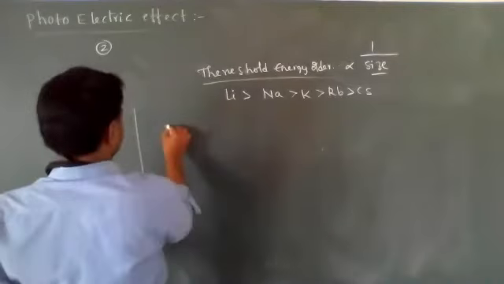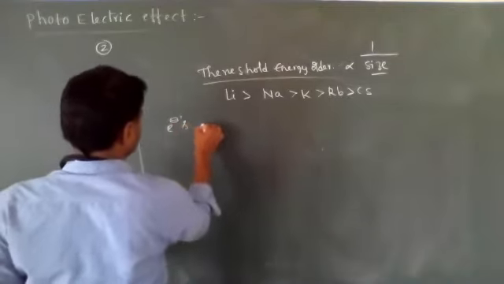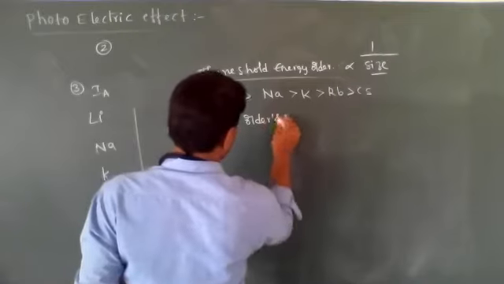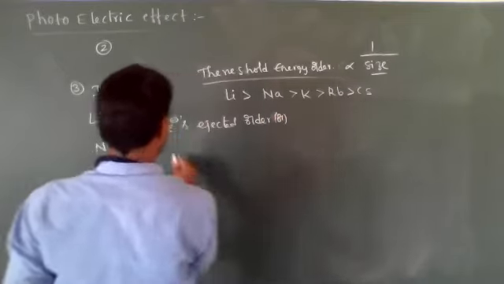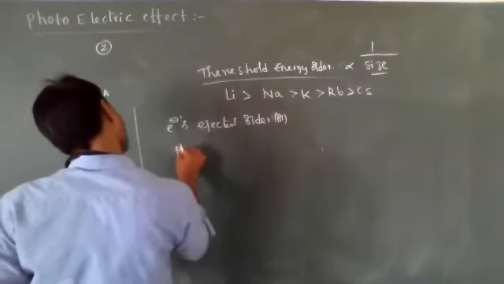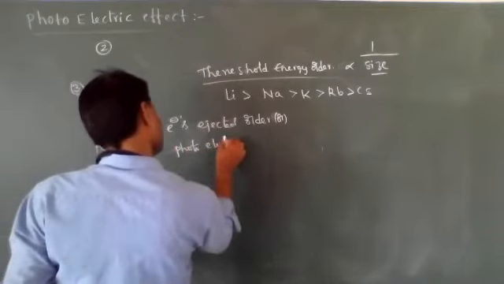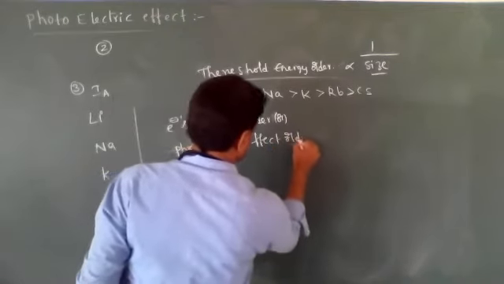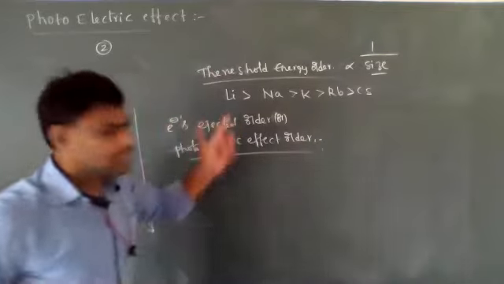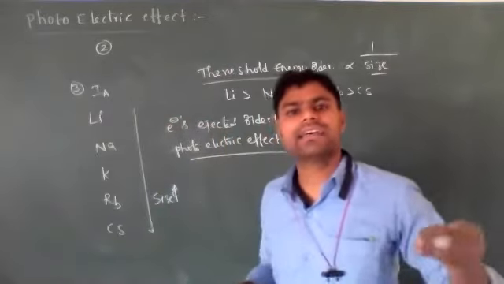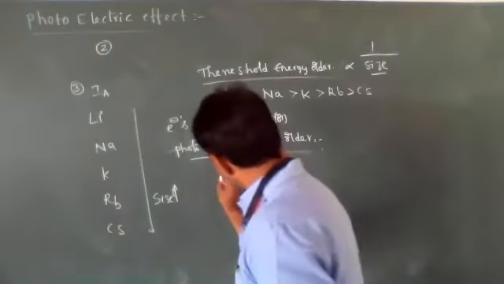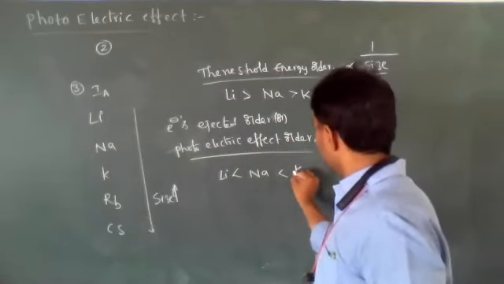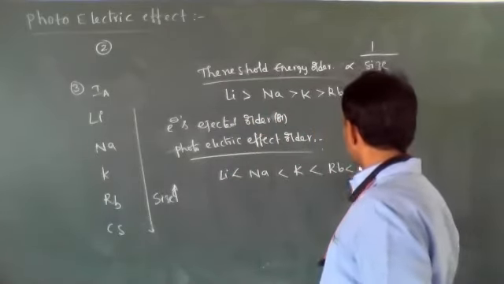Then the order of electrons ejected, which shows the photoelectric effect order. Among lithium, sodium, and potassium, which can easily be involved in the photoelectric effect? Compared to lithium, sodium can easily be involved. Compared to sodium, potassium, and then rubidium, and then cesium.